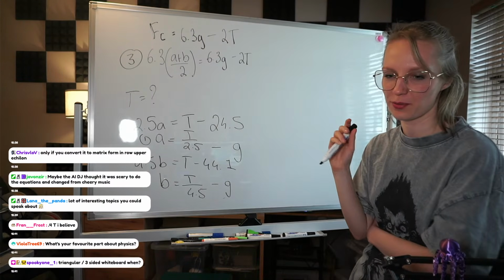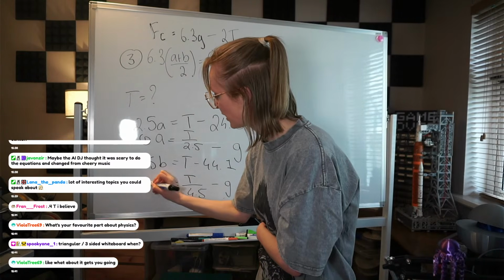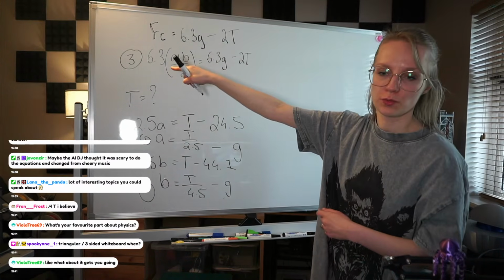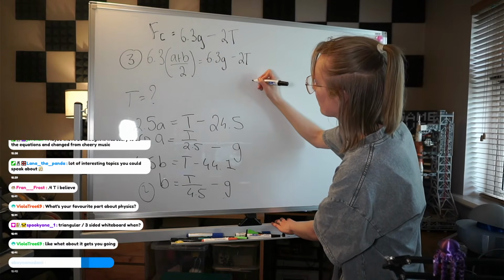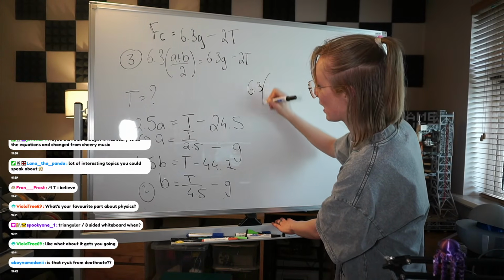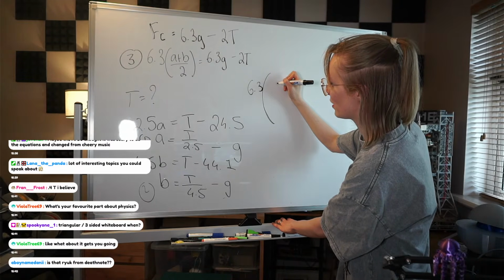Triangular three-sided whiteboard when? So we have equation 2. And using equation 1 and equation 2, we're going to sub in for both of them. So this is going to be very messy. 6.3 in brackets. Oh my God, why am I doing that? Very messy.